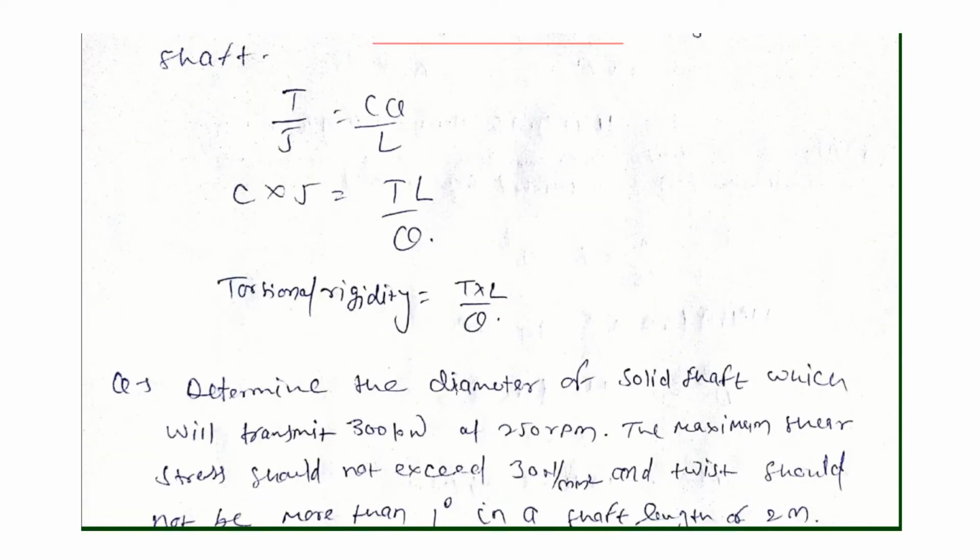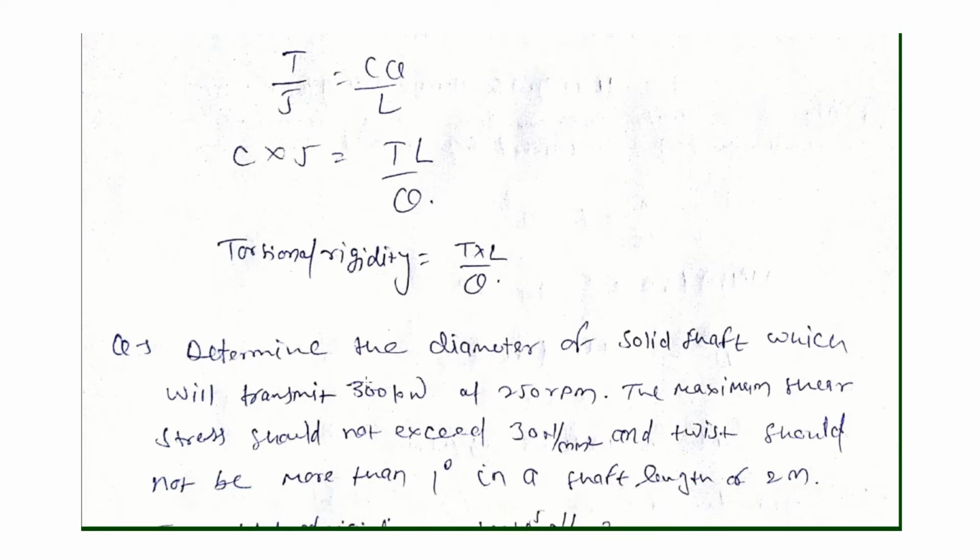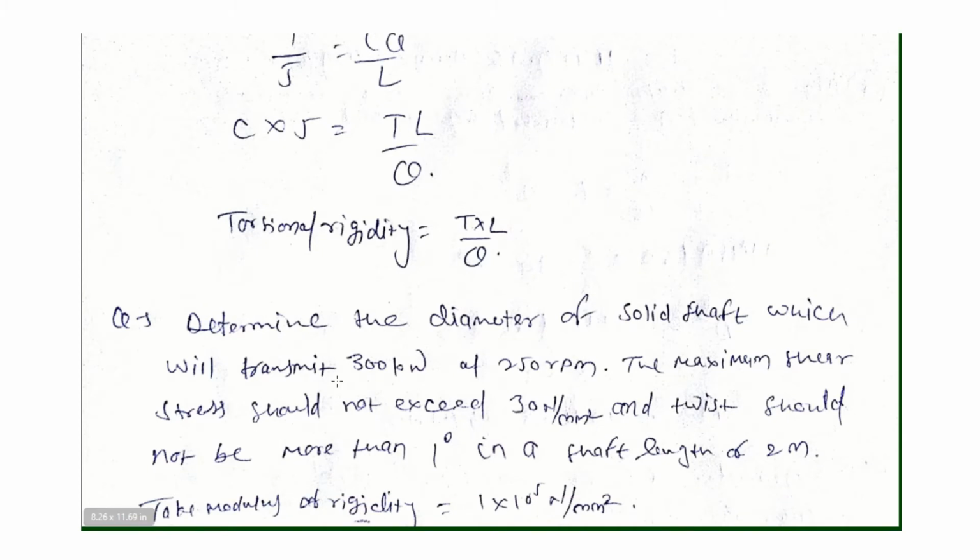Now it's time to solve some problems. Here determine the diameter of solid shaft which will transmit 300 kilowatt at 250 rpm. Here is the power transmitted by the shaft, and here is the rotation of the shaft. The maximum shear stress should not exceed 30 Newton per mm square. So we are using this tau, we can find out the diameter, and twist should not be more than 1 degree.